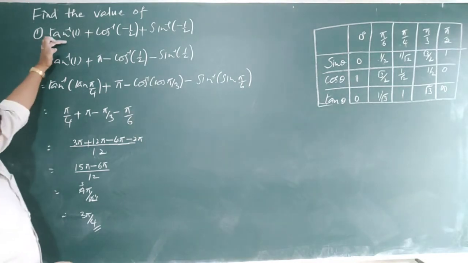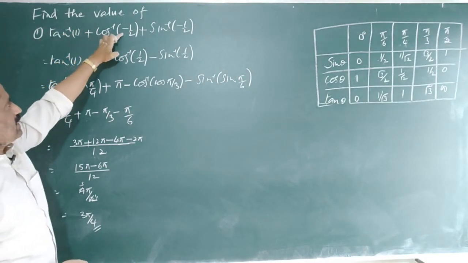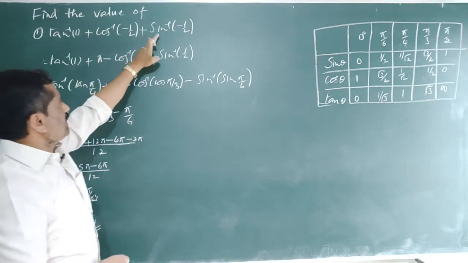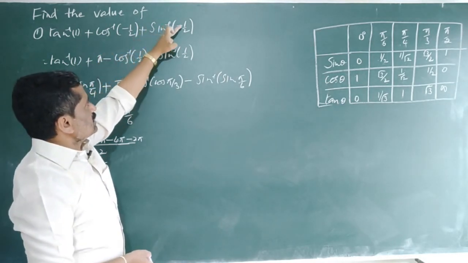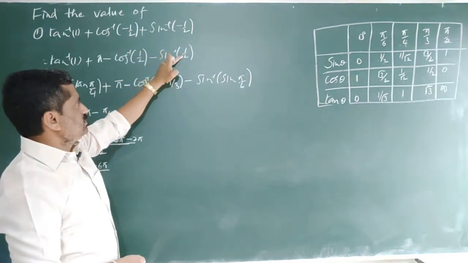Just simplifying this, we know that tan inverse is right as it is. So cos inverse of minus 1 by 2 can be written as pi minus cos inverse of 1 by 2. Again, this cos inverse of minus 1 by 2 can be written as minus sin inverse of 1 by 2. So we know that.